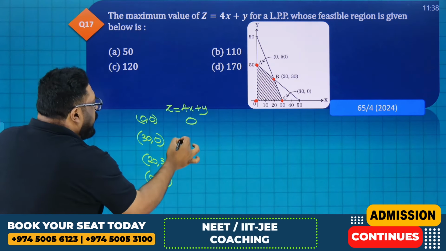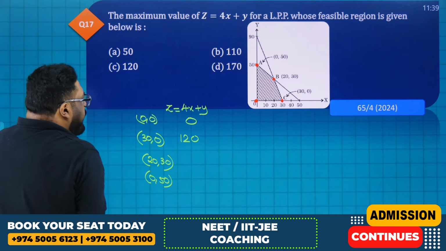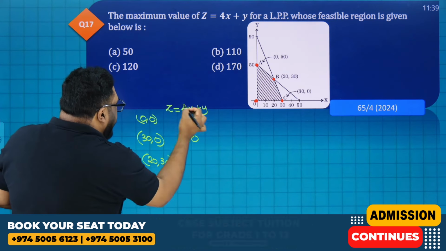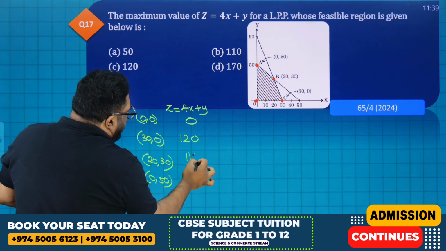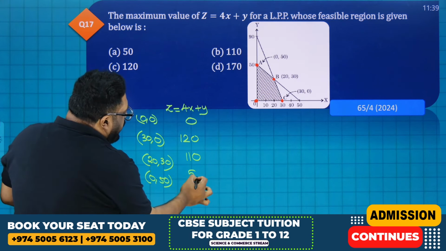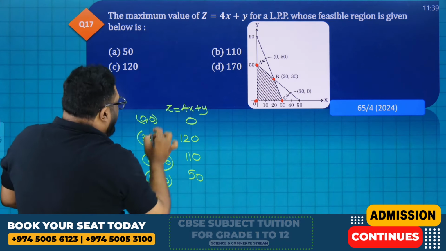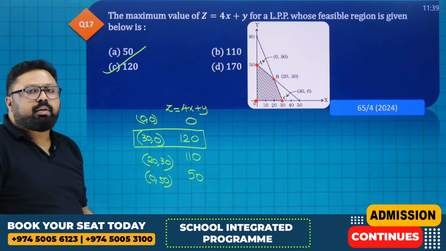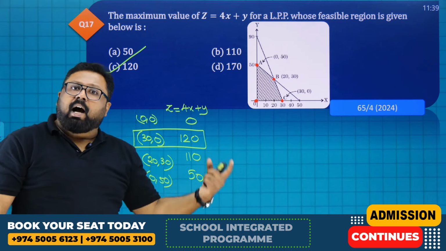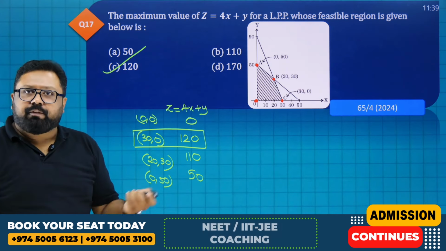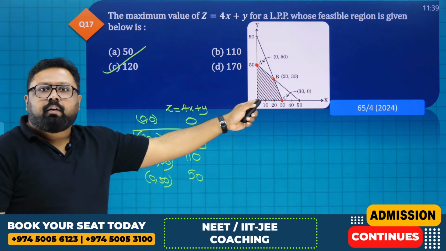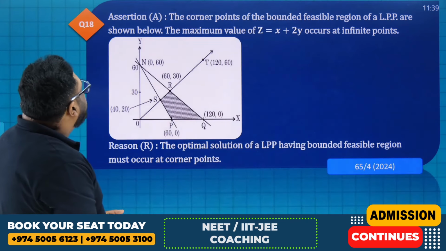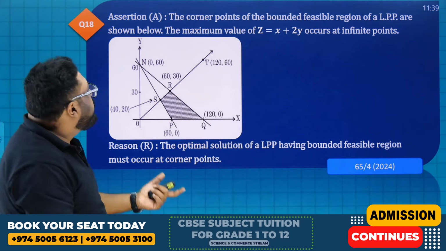First value 0. Second value 120. Third value 80 plus 30, 110. Fourth value 50. So the maximum value is what they want, which is 120. 120 is option C. Finished. The last step in an LPP solution is just finding the maximum value of this feasible region. Okay. Next, an assertion reason question came, my dears.